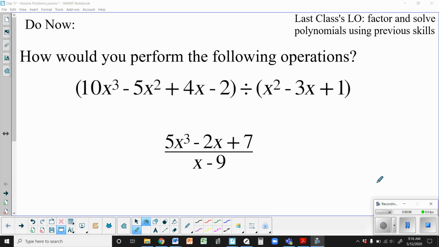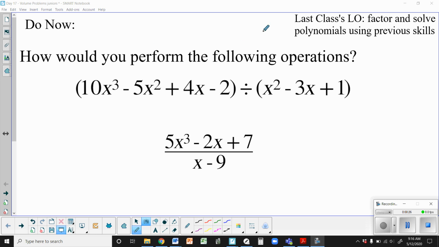So today, well, last class, our learning objective, we factored and solved polynomials using previous skills. What we did is we did long division or synthetic division, and then we factored using the RS method and then solved as well. So let's first look at this.